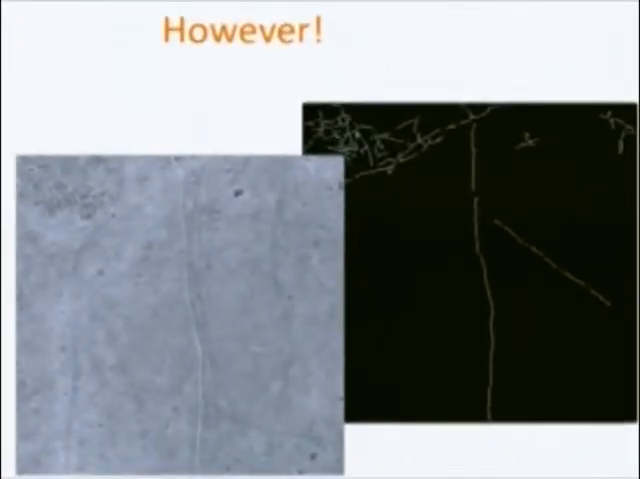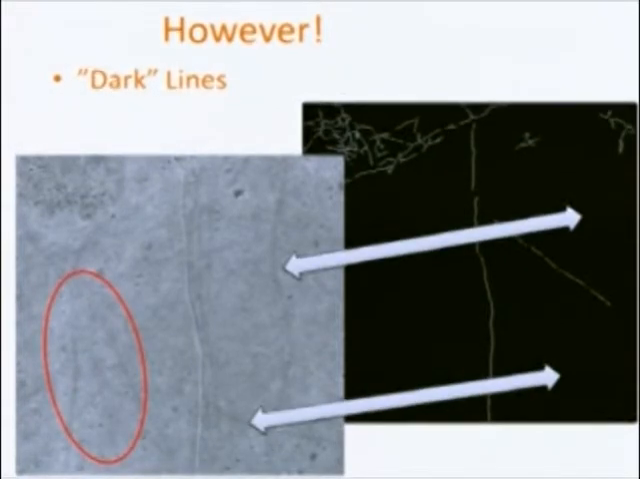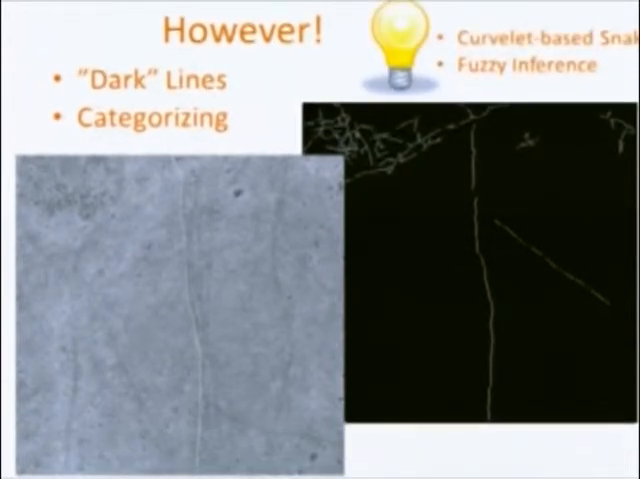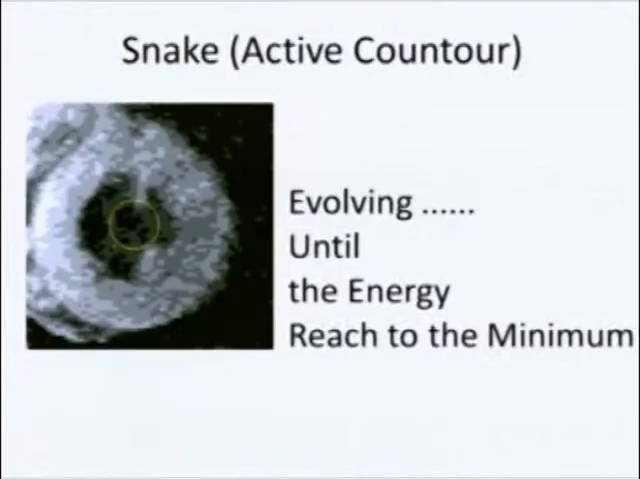However, the problem has not been fully solved, because some edges, like the dark lines, are really poorly contrasted to their background. Another problem is categorizing what are the animal trails and what are the off-road trails. So two ideas are introduced in the following part.